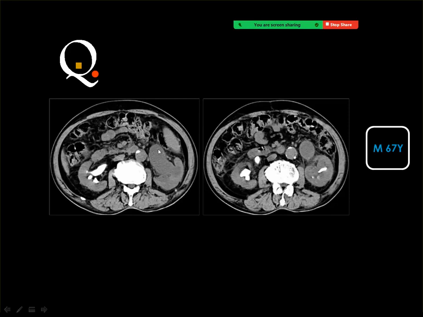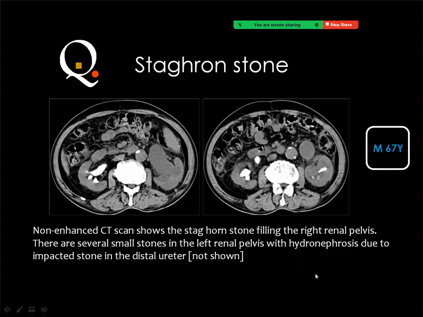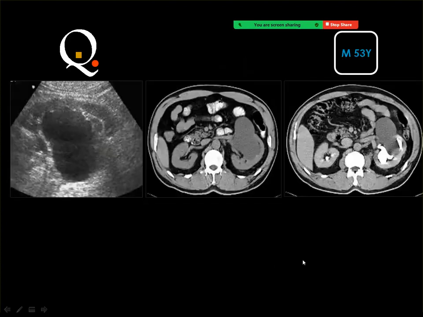This distension may be due to a ureteric stone or maybe due to pelvic-ureteric junction obstruction, and you should see the remaining part of the exam to differentiate between both. Next case is a male, 53 years old, with ultrasound of the kidney, CT without contrast, and a CT with contrast, excretory phase.